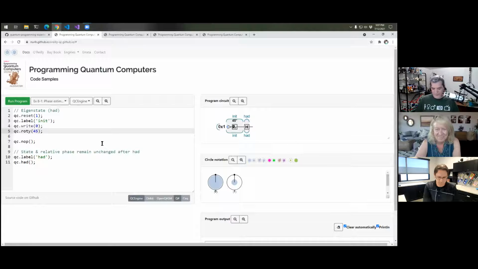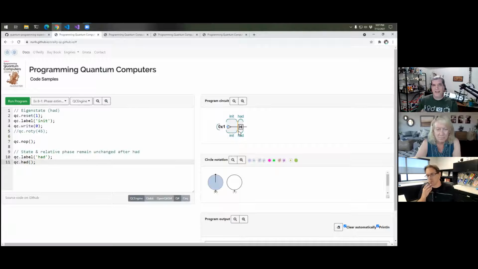Okay, so before looking at eigenstates, let's just look at what we normally have with a had operation. So here I have a 1 qubit register that's initialized to 0. So on line 4, we write a 0. And then we had it down on line 11. And this is what we're used to seeing. So before the had, it's in a particular state, in this case, 100% 0. And then when we apply the had, it puts it into a superposition. And in this case, it's kind of a 50-50. It'll be a 0 or a 1.